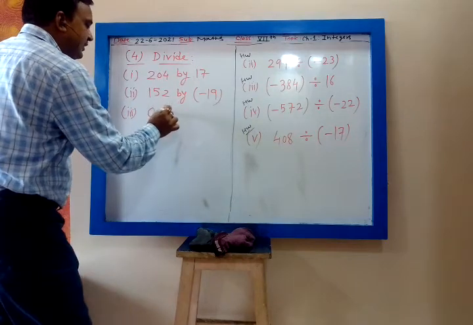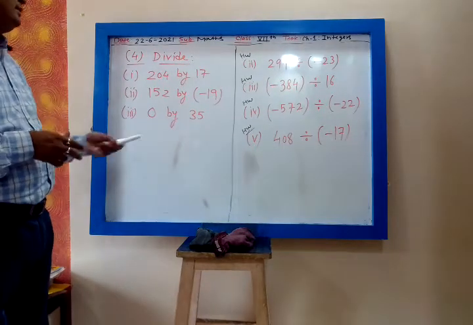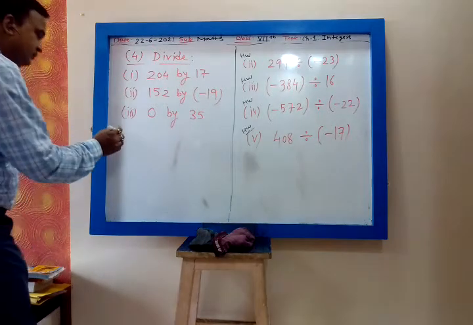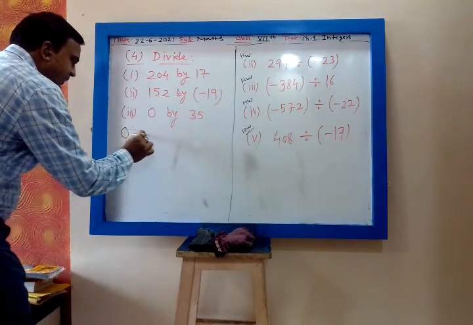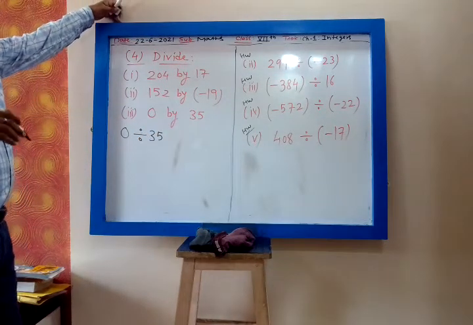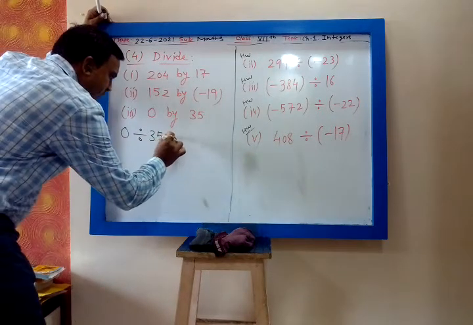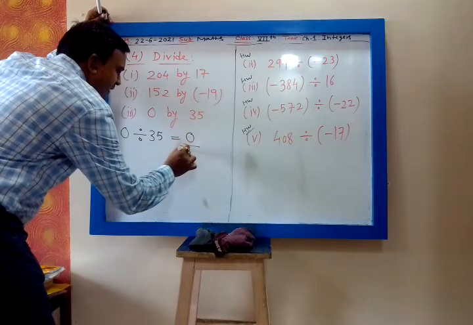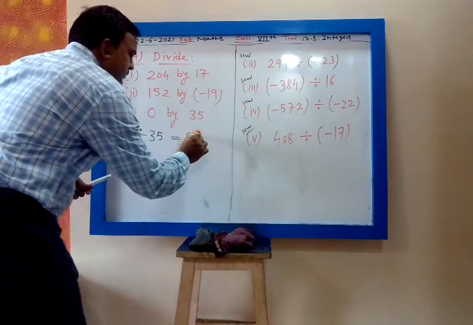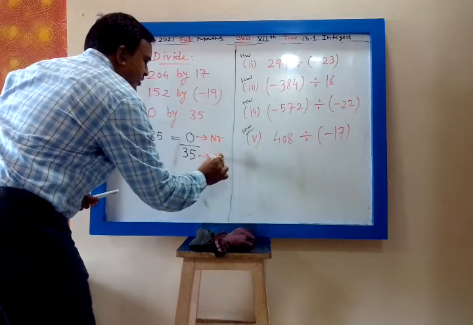Divide 0 by 35. Let me write this. Let me explain this zero one. 0 divided by 35. Now see this. What do you mean by A divided by B? A upon B. So this will be 0 upon 35, correct? Now 0 is there in the numerator, and 35 is there in the denominator.